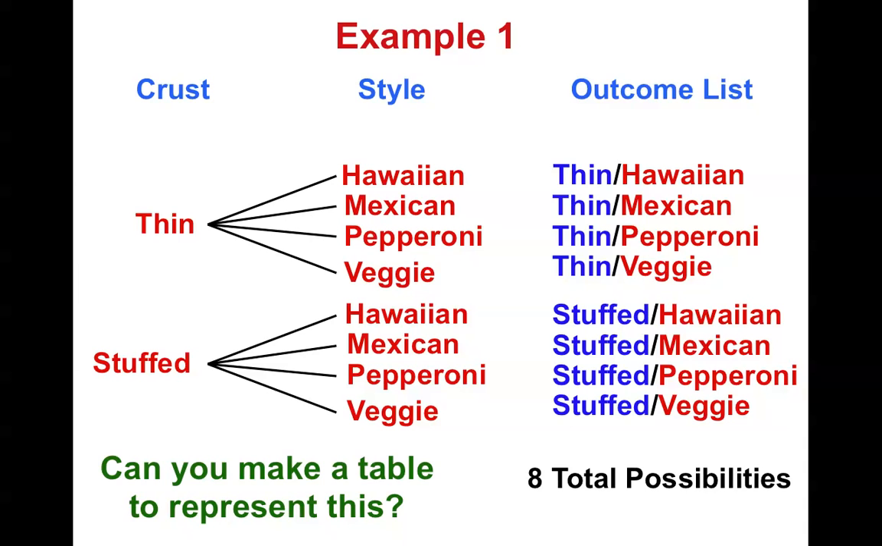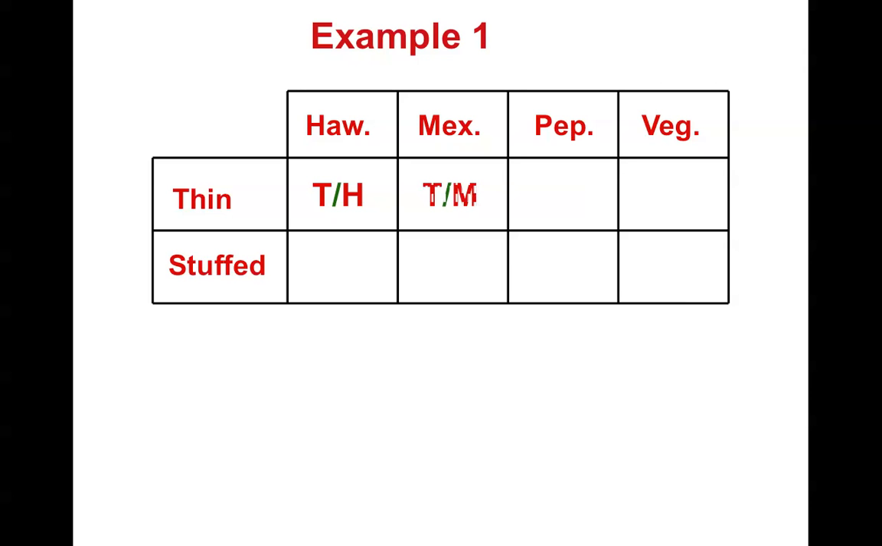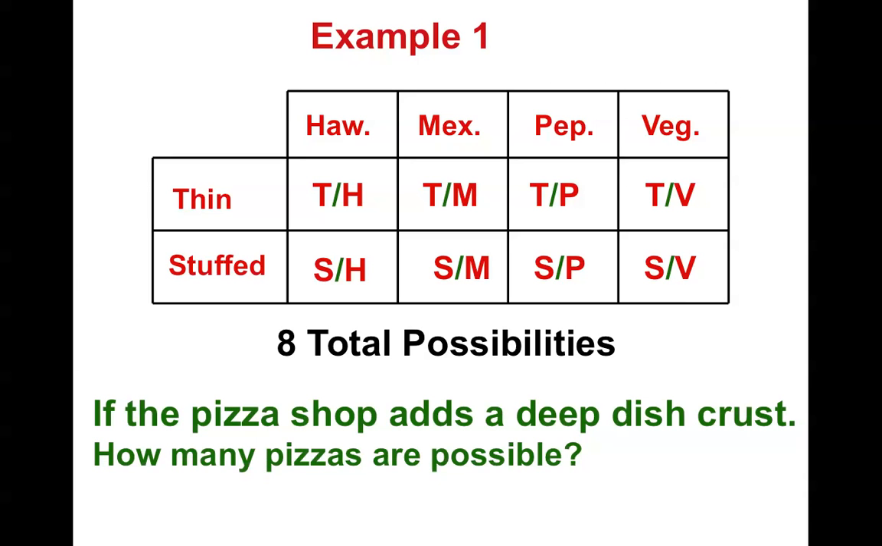Can I use a table to write this? Sure. Here's an example of the table. Notice I have thin and stuffed crust, and I have all my different kinds of pizza. So there is thin Hawaiian, and all the thin style pizzas, and all the thick stuffed style pizzas. Once again, you can see that there are 8 total possibilities.